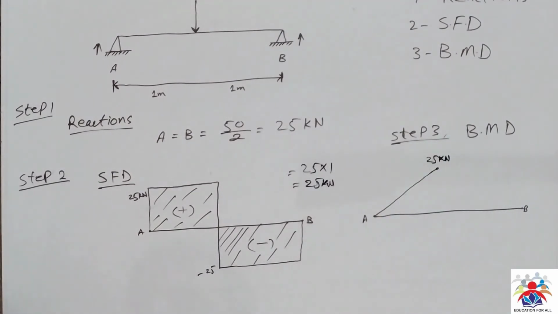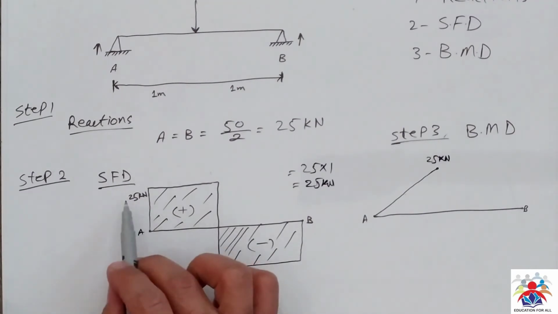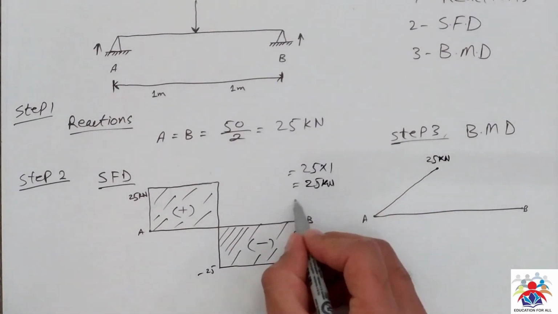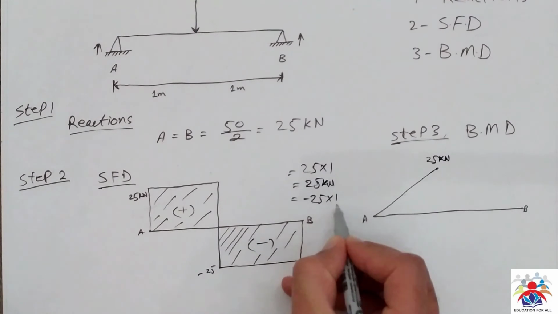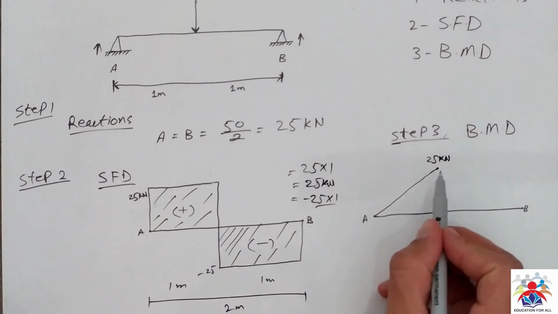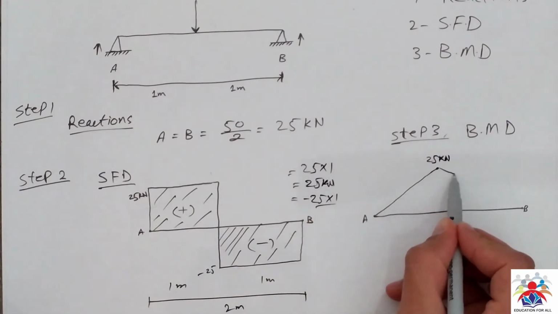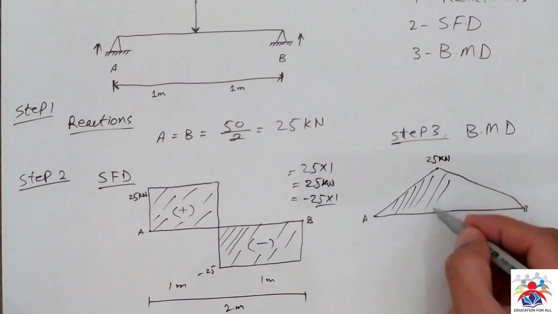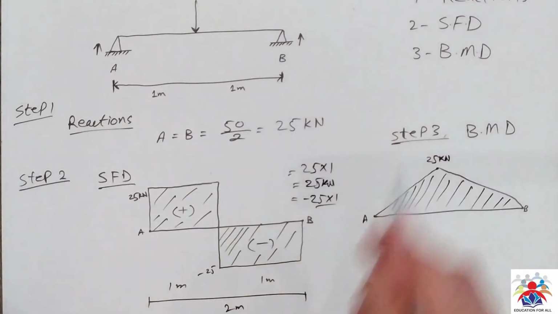As you can see, the area underneath the shear force line is minus 25. This was plus, that's why we went up. Now we have minus, so we will have to go down. So it'll be minus 25 multiplied by 1. Why 1? Because this distance is 1 meter and this distance is also 1 meter. So the whole distance from here to there is 2 meters, as can be seen in the diagram. So it'll be minus 25, so you will go straight down to point B. So this is how you can draw your bending moment diagram for this beam.